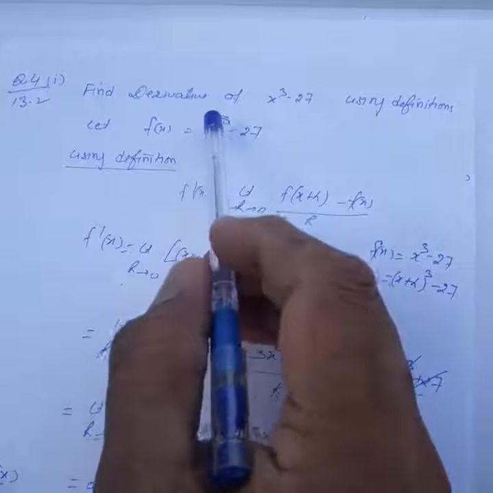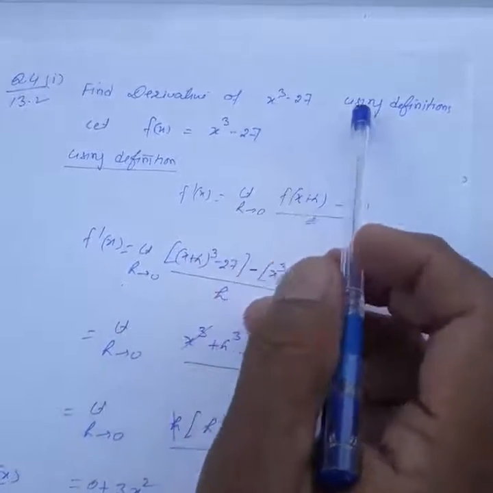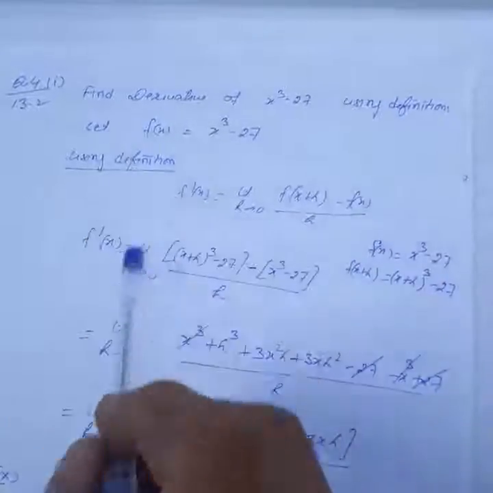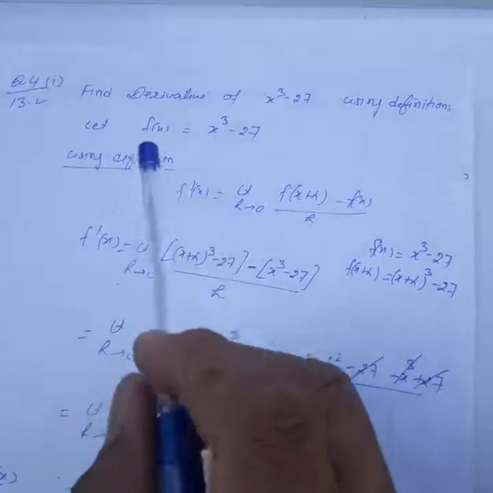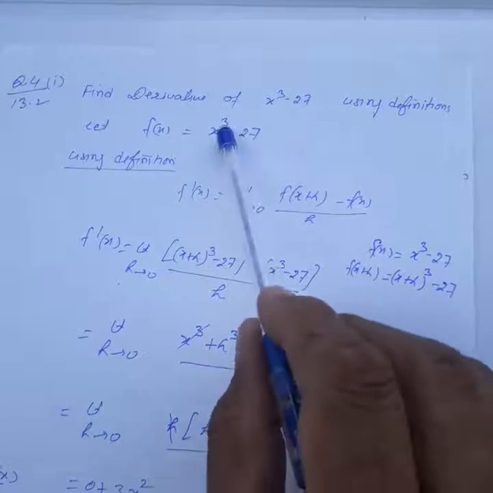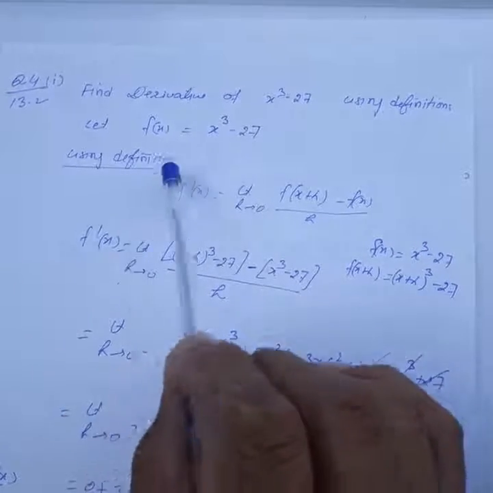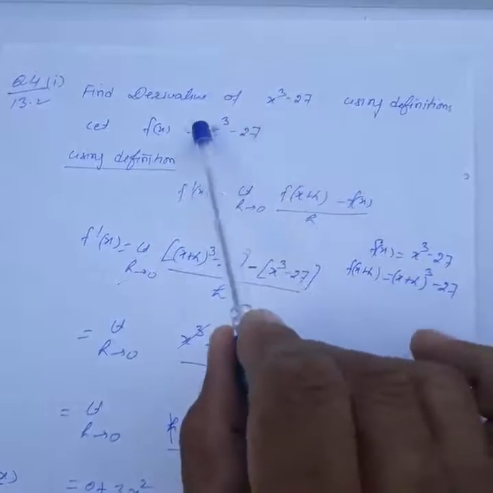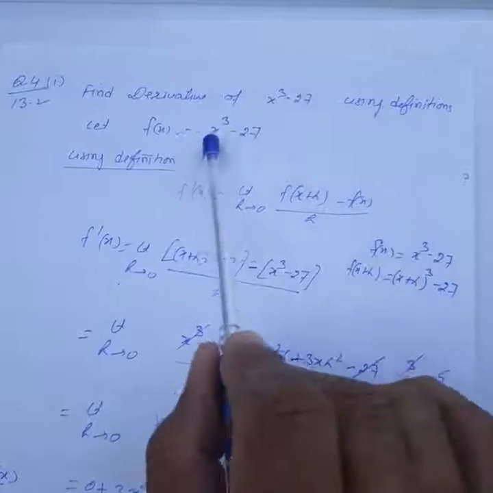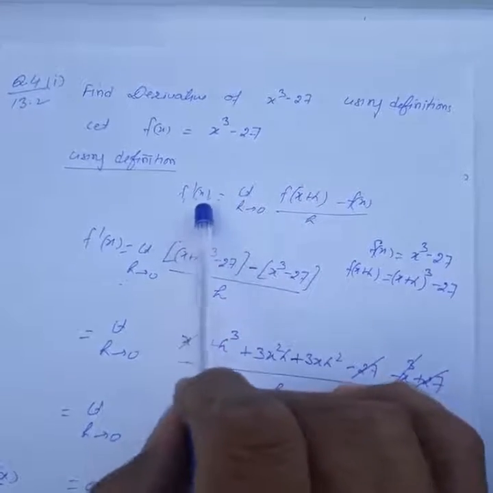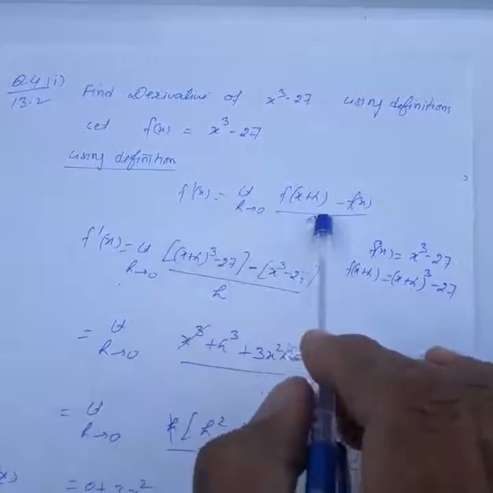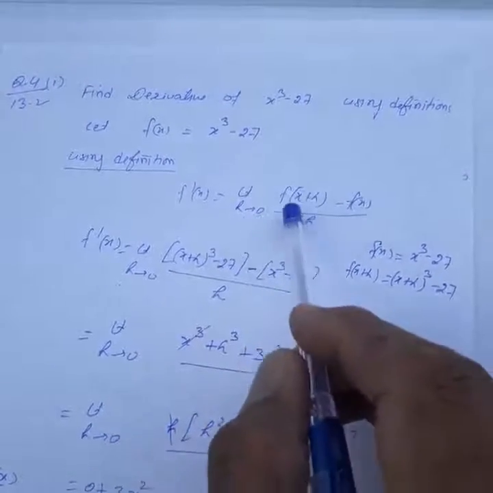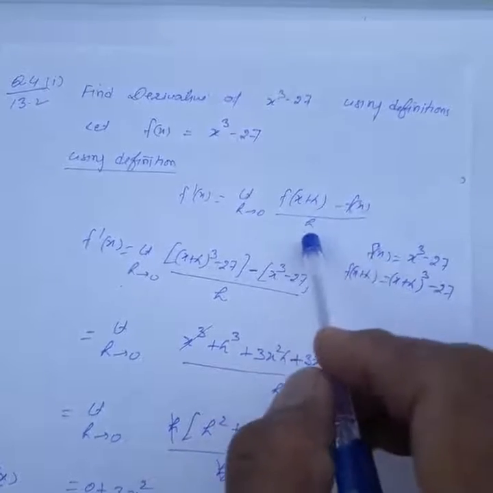Find the derivative of x³ − 27 using definition. Again using definition, using first principle. So you have to use the same method. Let f(x) = x³ − 27. Now this is a general derivative, not a particular point given to us in the statement. So if this is f(x), then we have to evaluate f′(x). So apply the definition. f′(x) is limit h tends to 0, [f(x + h) − f(x)] upon h.